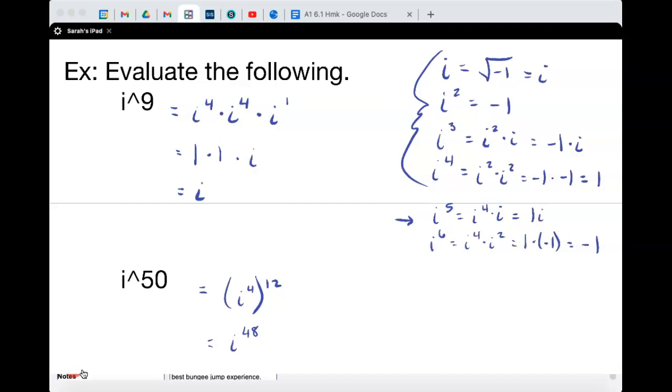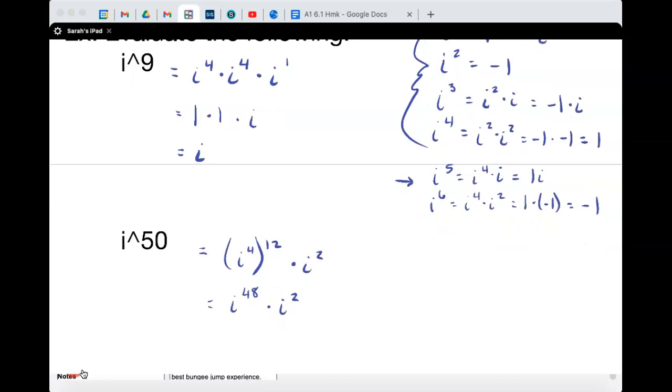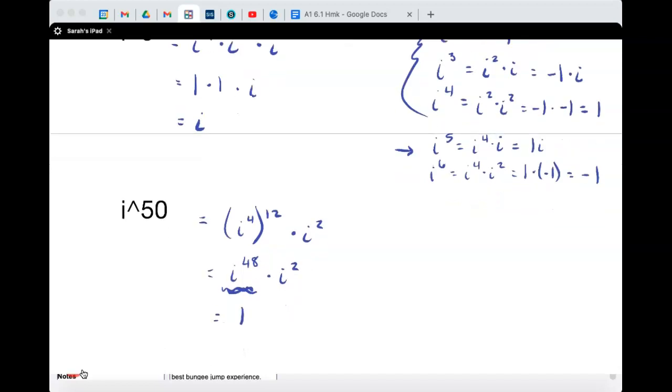4 times 12. But I need my exponent to be 50, so I'm going to multiply by an extra i squared. That way my exponents add up to 50, which is my problem anyways. But this piece is a multiple of 4, so that's just like 1 times 1 times 1, 12 different times, which multiplies to 1. And then I know i squared is negative 1. So 1 times negative 1 is negative 1. So i to the 50th simplifies down to just negative 1. Nice, right?